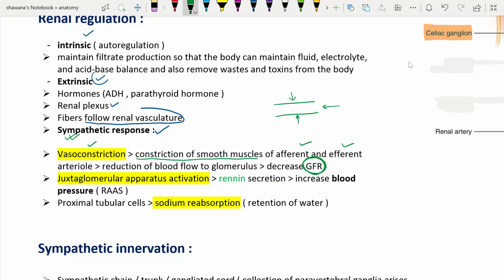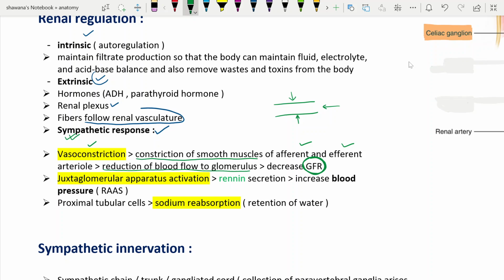Like for example, if there is a big dog running after you and you don't need the blood to go towards the kidney or digestion or something like that, we need to have something that increases the blood supply to the heart, mainly because it's a pump. We don't need the blood to be wasted in the kidneys, so it is the reduction of the blood flow to the glomerulus. Okay, and the second response is the juxtaglomerular apparatus activation.